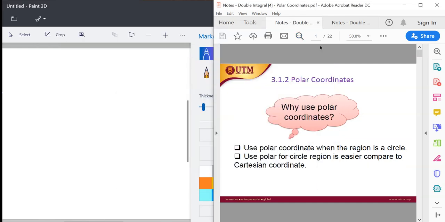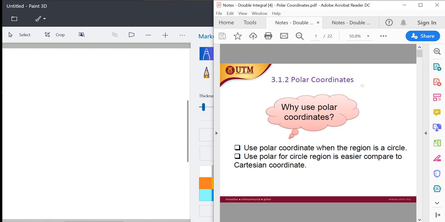Okay, previously we have covered Cartesian coordinates. For the next subtopic, we're going to cover polar coordinates. I think most of you are already familiar with polar coordinates. You already learned them in Engineering Mathematics 1 in the previous semester. When we talk about polar coordinates, we are talking about the point or the coordinates in terms of r and theta, if you still remember.